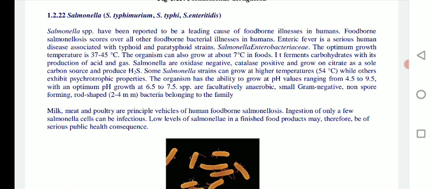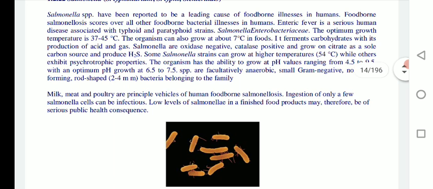So these are two strains of typhoid and paratyphoid strains. This includes Salmonella and Enterobacteriaceae. The optimum growth temperature for these bacteria is 37 to 45 degrees Celsius. The organism can also grow at about 7 degrees Celsius in food.